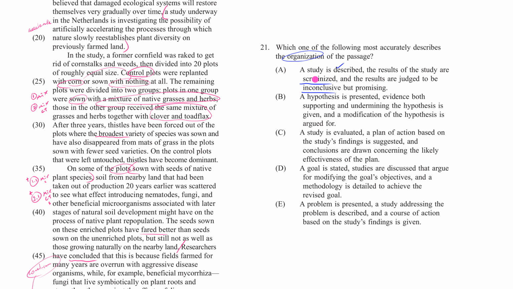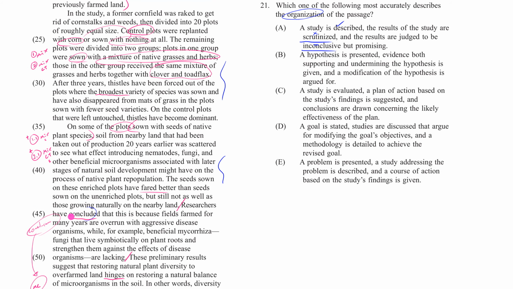No. So there's an issue here. We didn't really scrutinize the results. The results are just what they are. We're just told the results, and the scientists just accept the results, and from it, they draw a conclusion. So it's not inconclusive. Promising is fine. Sure, yeah, promising is right. But okay, A is no good. B says hypothesis presented, what? Evidence both supporting, undermining, what? And modification, no, you're in the wrong passage. I'm sure you can find a home in some other science passage, but fortunately not this one.